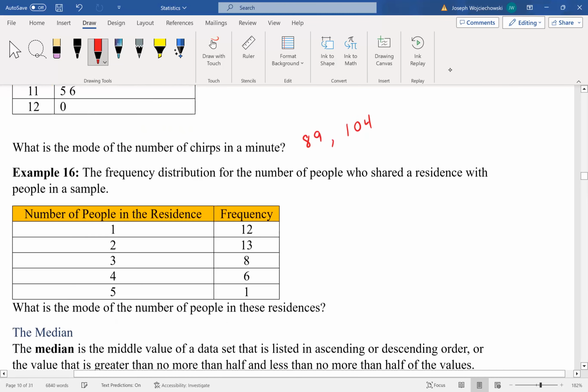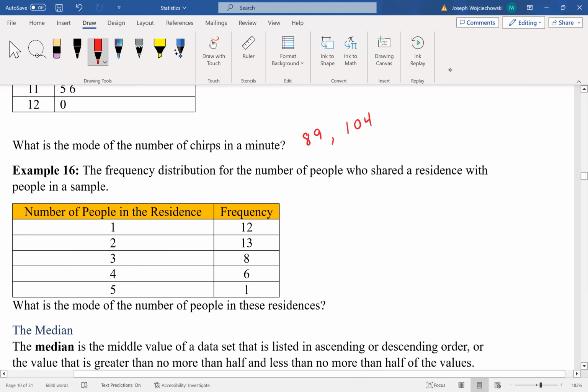Here we have the frequency distribution for the number of people who shared a residence with people in a sample. What is the mode? Well, which one appears the most often? 2, 13 times. So the mode is 2, the value, not the frequency.